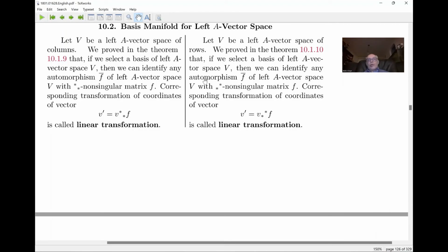Similarly, we can speak about a left vector space of rows, because if we select a basis of left vector space V, then we can identify any automorphism F of left vector space of rows with an RC non-singular matrix F. The corresponding transformation of coordinates of vectors is called linear transformation.